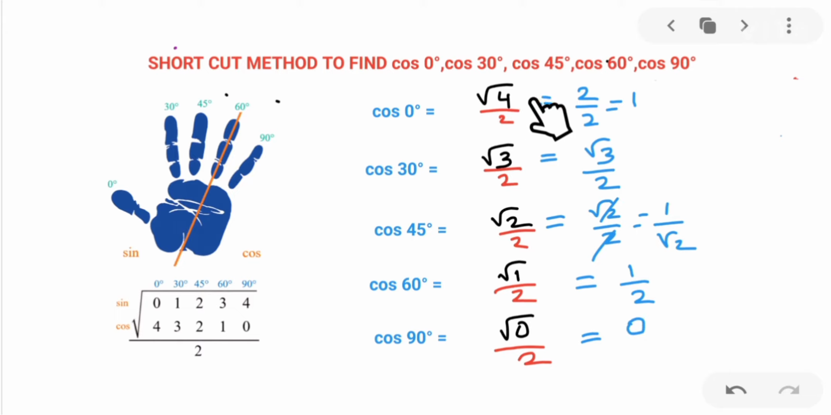So in this shortcut method, you just have to write the numerators in decreasing order, root 4, root 3, root 2, root 1 and root 0, and divide the numerators by 2. So cos 0 value is 1, cos 30 value is root 3 by 2, cos 45 value is 1 by root 2, cos 60 value is 1 by 2 and cos 90 value is root 0 by 2, that is equal to 0.